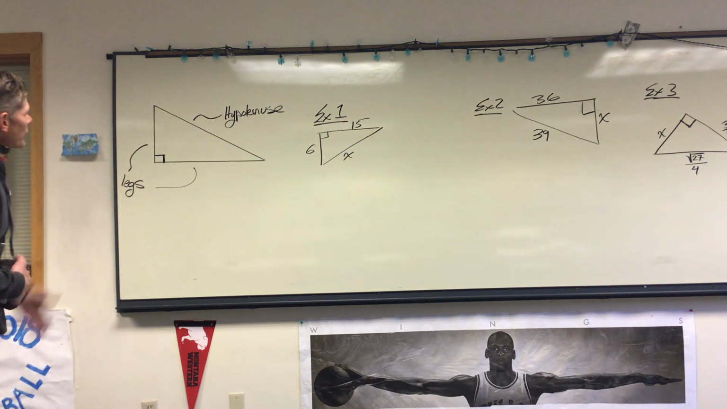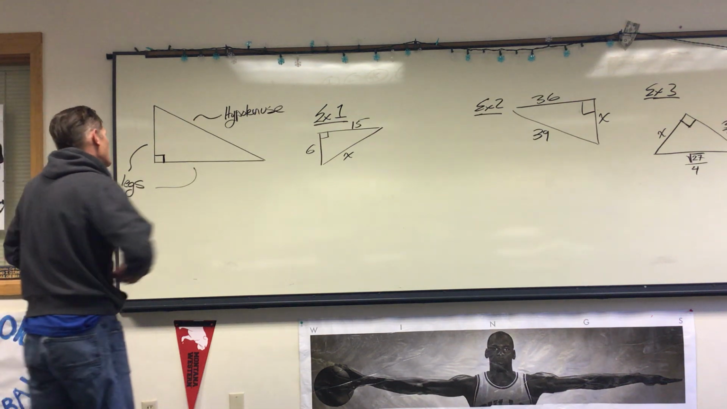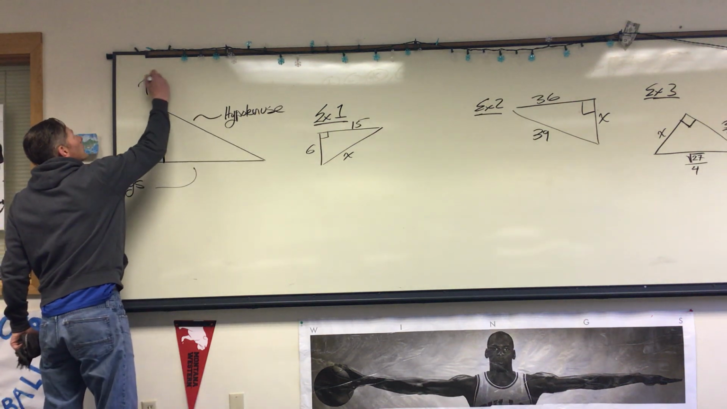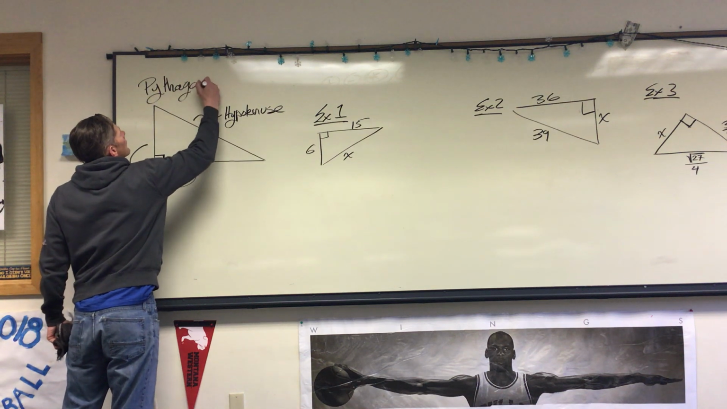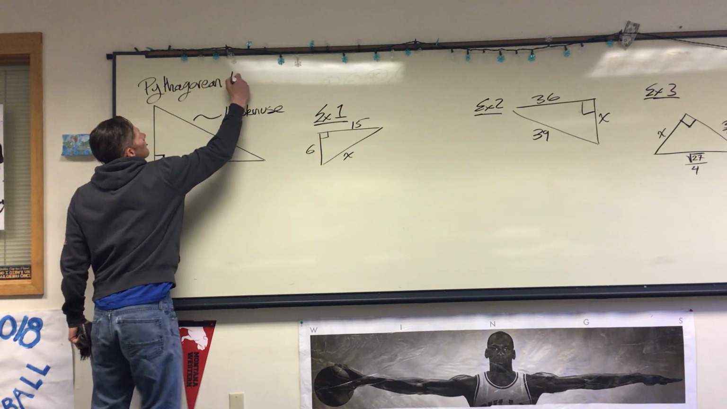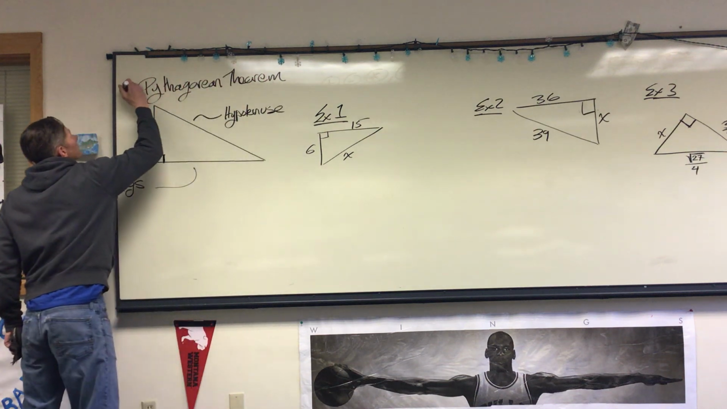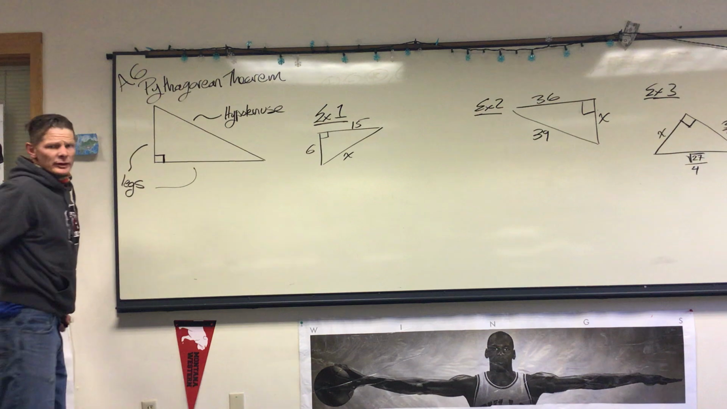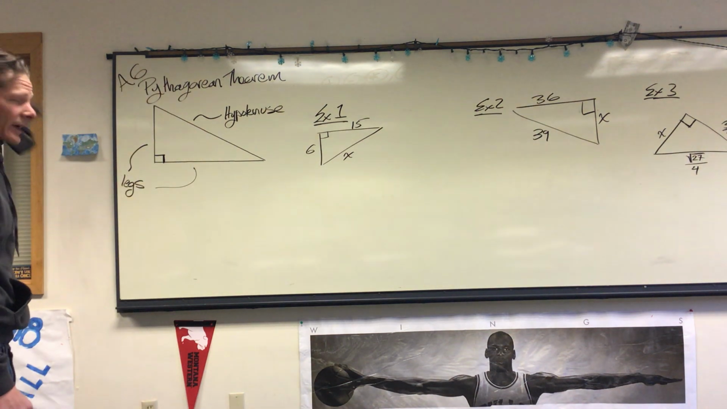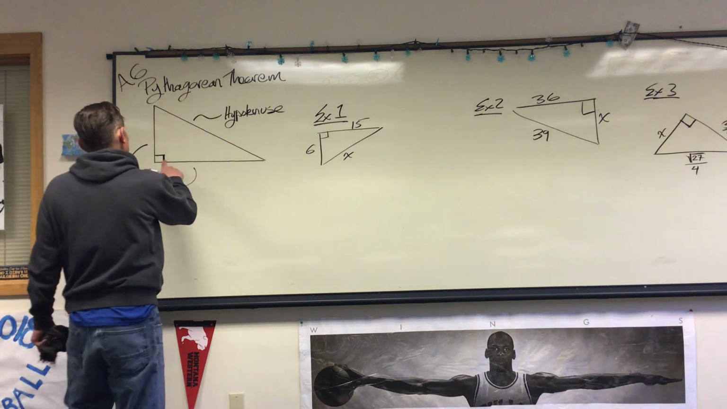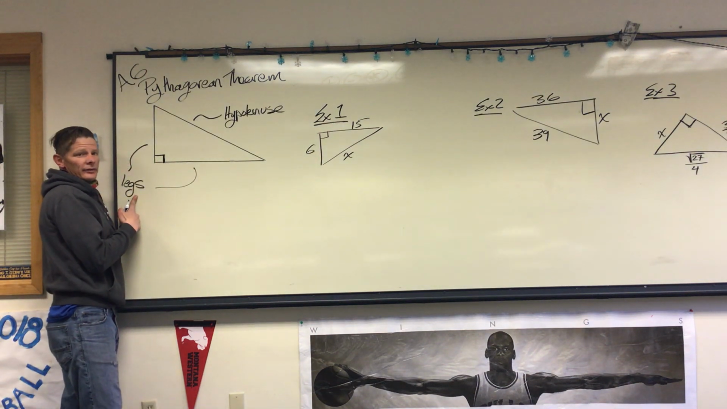Anywho, a right triangle. We cannot use the Pythagorean theorem unless we have a right triangle. And this is assignment A6, I believe. Yep, A6. Pythagorean theorem, we have a right triangle. The side opposite the right angle is always the hypotenuse. The other sides we call the legs.